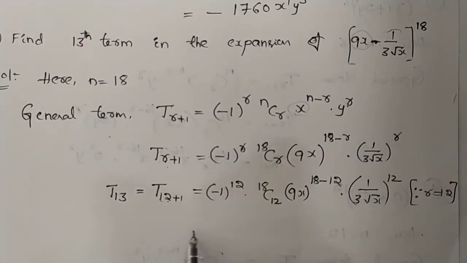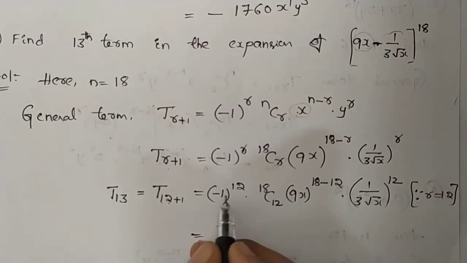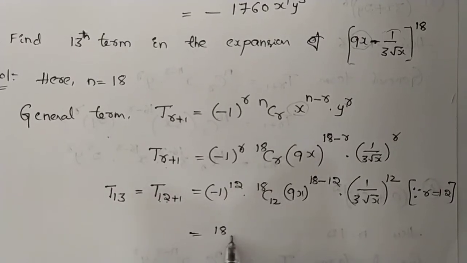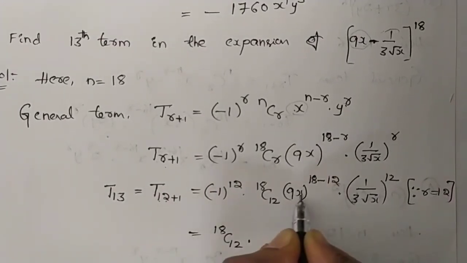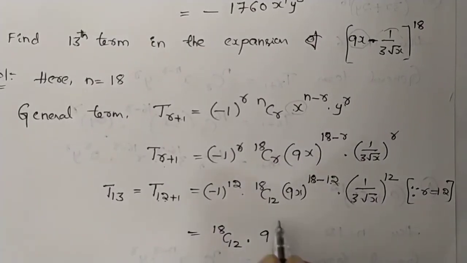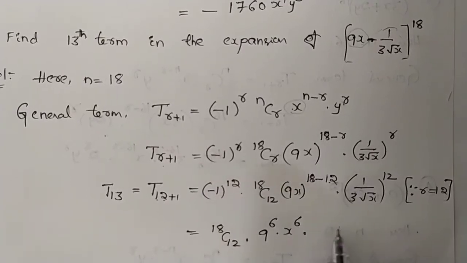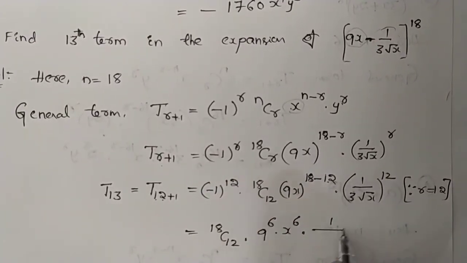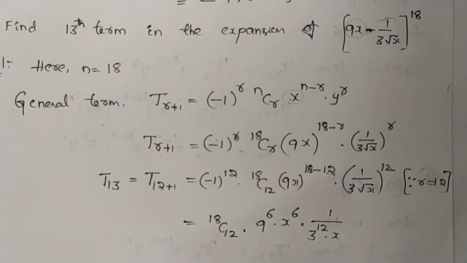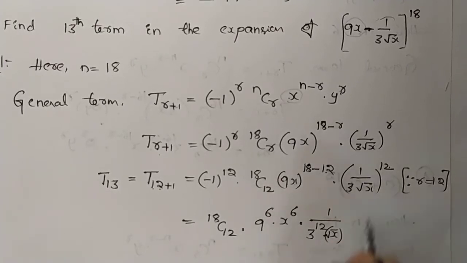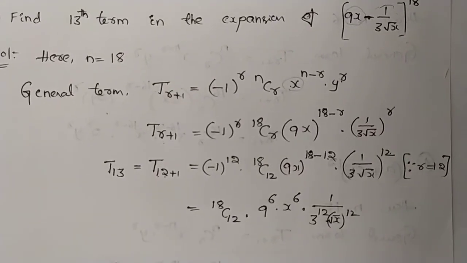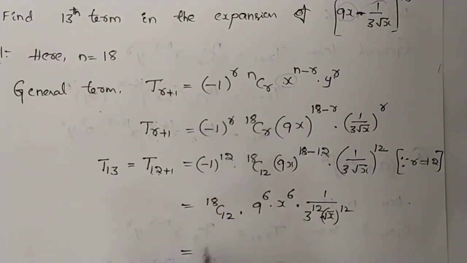Okay, that is equals to minus 1 whole power 12. Positive or negative? Minus 1 or plus 1? Plus 1 only. Okay, 18C12 into 9x whole power 18 minus 12. 18 minus 12 is 6. That is 9 power 6 into x power 6 into, next, 1 power 12 is 1 divided by 3 power 12, into root x whole power 12. I'm just simplifying. Kindly do not confuse.